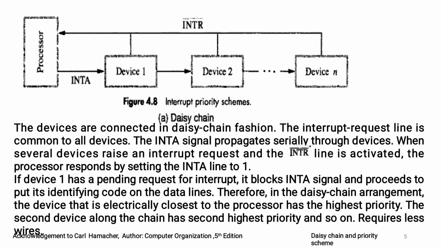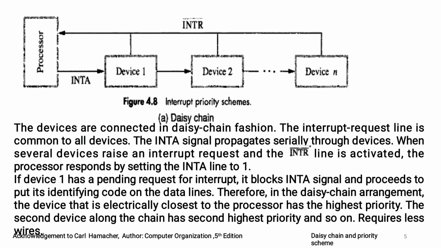Therefore, in the daisy chain arrangement, the device that is electrically closest to the processor has the highest priority. The second device along the chain has the second highest priority, and so on. Unlike the priority scheme explained earlier, this daisy chain arrangement requires fewer wires. So what is happening here?